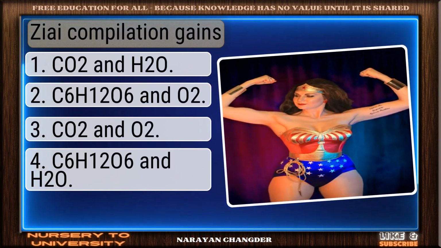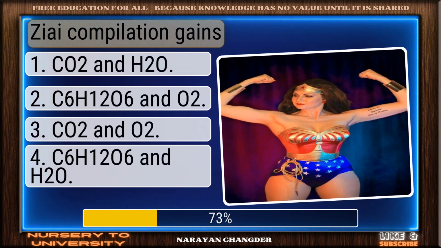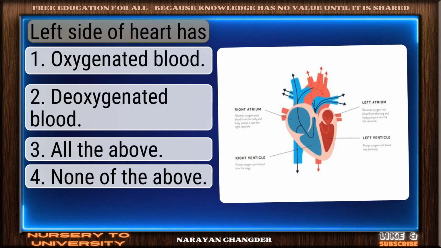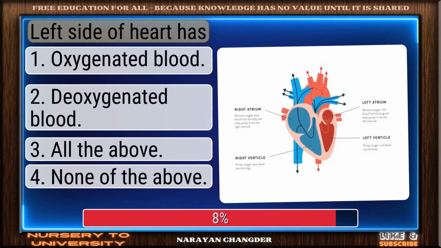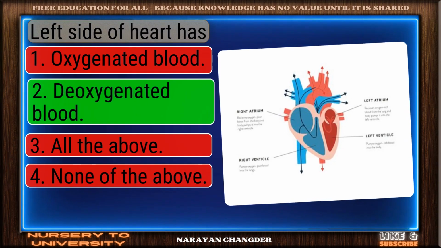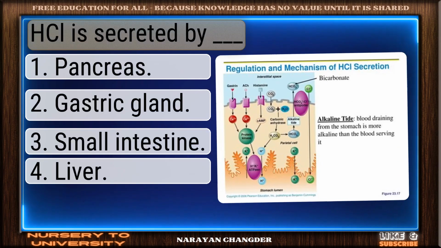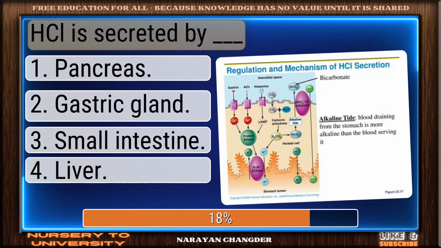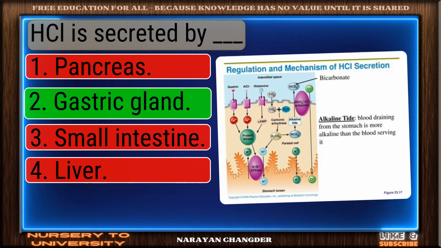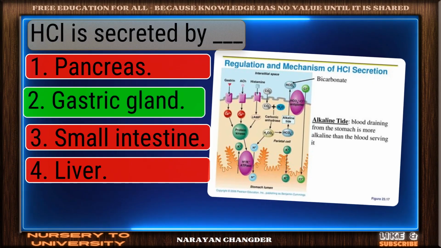Photosynthesis gains. Great job. C6H12O6 and O2 is accurate. Left side of heart has. Nice work. Deoxygenated blood fits perfectly. Pepsin is secreted by dash. Strong choice. Gastric gland is right.